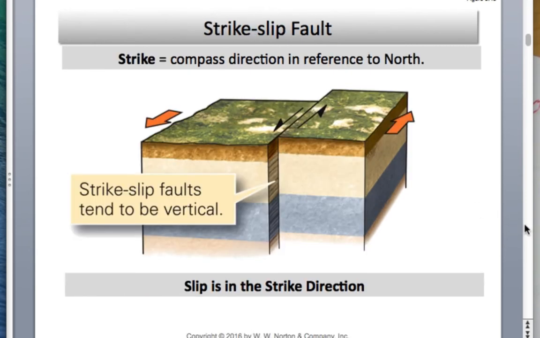Now for strike slip faults, they're moving in that strike direction, that compass direction, as I showed earlier. So a compass direction, a reference to north, and so they're slipping in that strike direction. And so usually these faults tend to be vertical, and slip is in that strike direction.